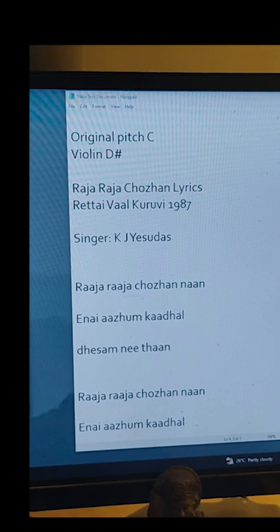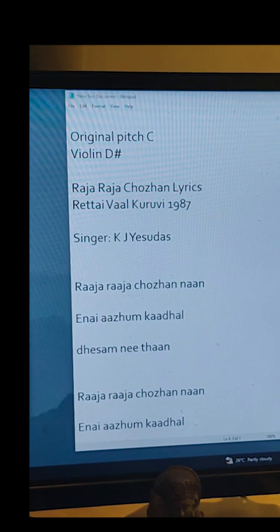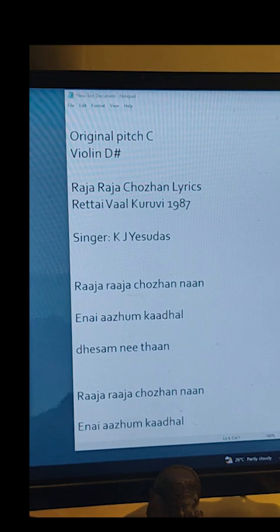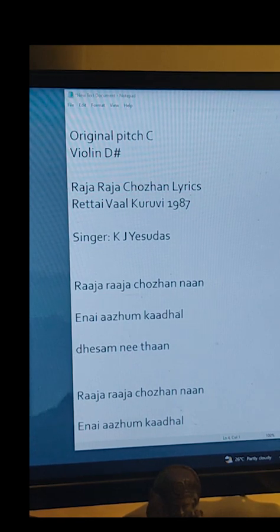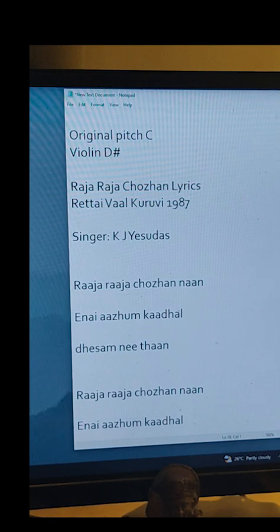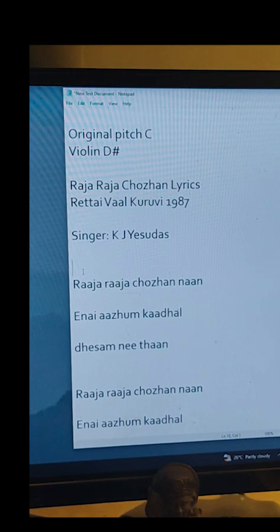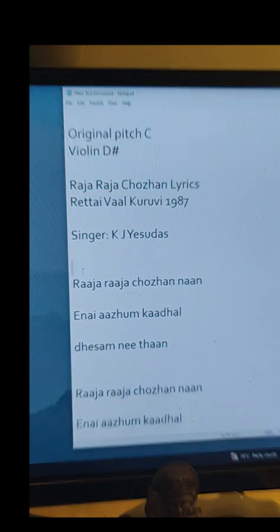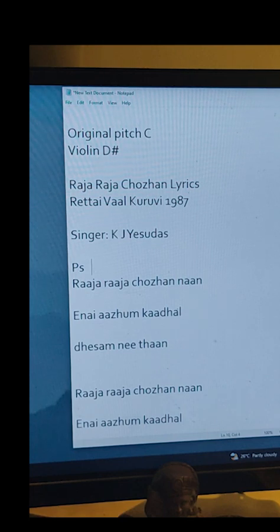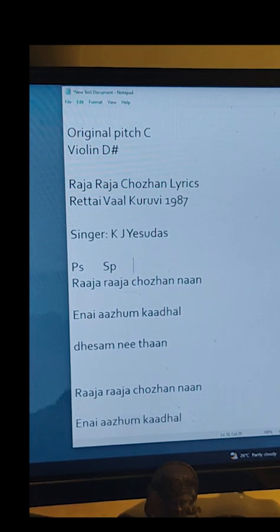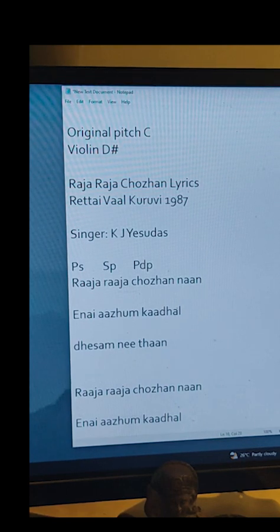Raja Raja. Pa sa sa pa pa pa pa sa sa pa pa da pa ma pa. So that's the swaras. So I could identify it quickly because of practice. Pa sa Raja sa pa cholan pa da ma ga pa.